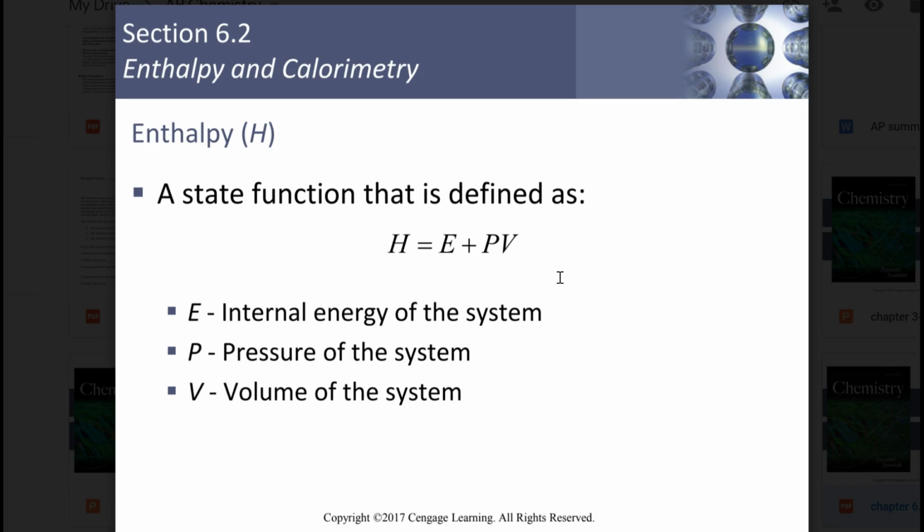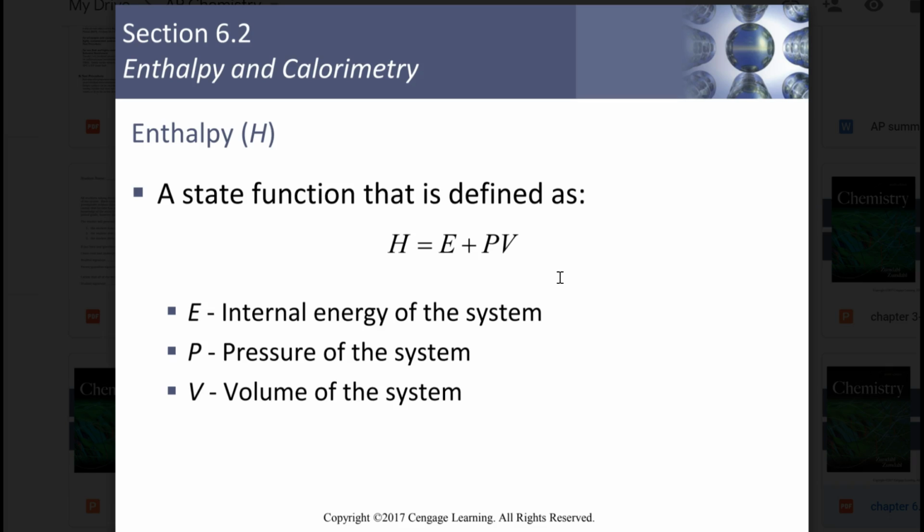Okay, so enthalpy is a state function. Now, let's define a state function. What is a state function? H equals E plus PV. What does it mean for something to be a state function? It doesn't matter how you get there. Remember? The pathway doesn't matter, okay?